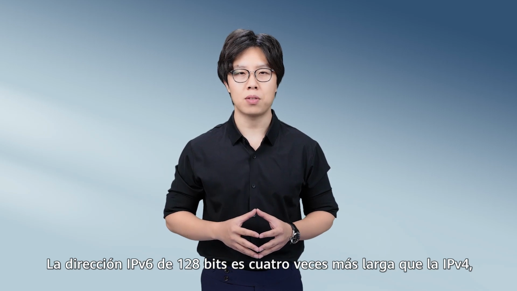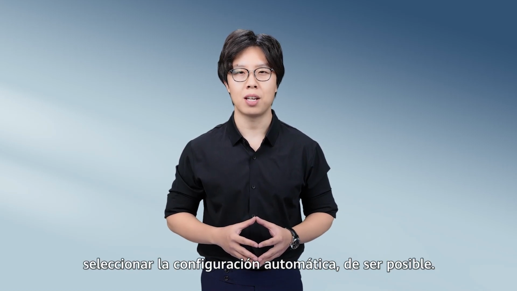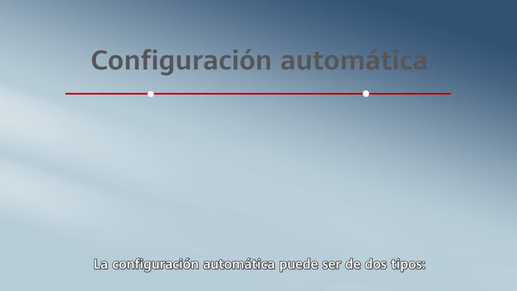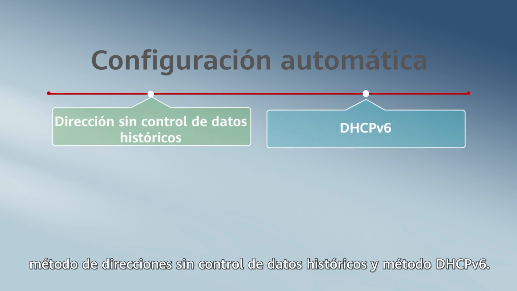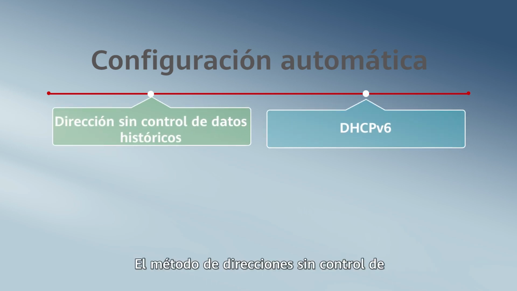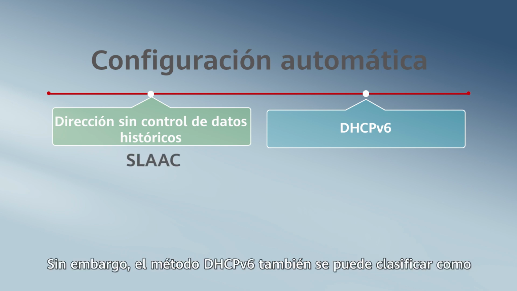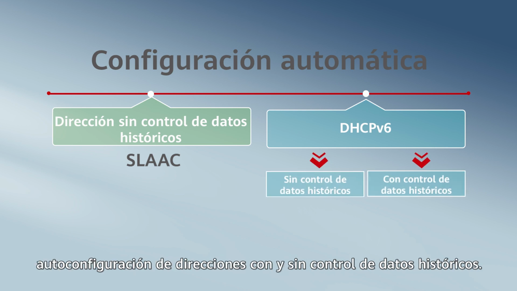128-bit IPv6 address is 4 times longer than IPv4 address. Thus, users are advised to choose automatic configuration if it is possible. Automatic configuration is classified into 2 types: stateless address method and DHCPv6 method. Stateless address method is also called SLAAC. However, DHCPv6 method can also be classified as either stateless or stateful address auto-configuration.